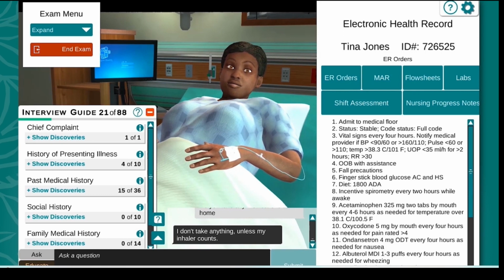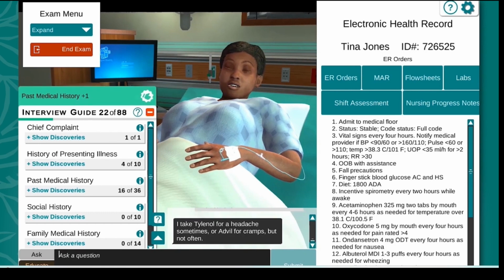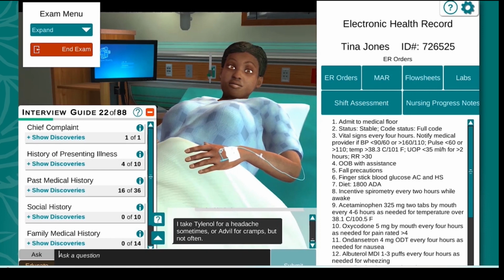Finally, don't forget to ask about any non-prescription medications as well. Do you take any over-the-counter medications? I take Tylenol for a headache sometimes, or Advil for cramps, but not often. All right, I think you get the feel for the past medical history section of our health history. We can move on to the social history.